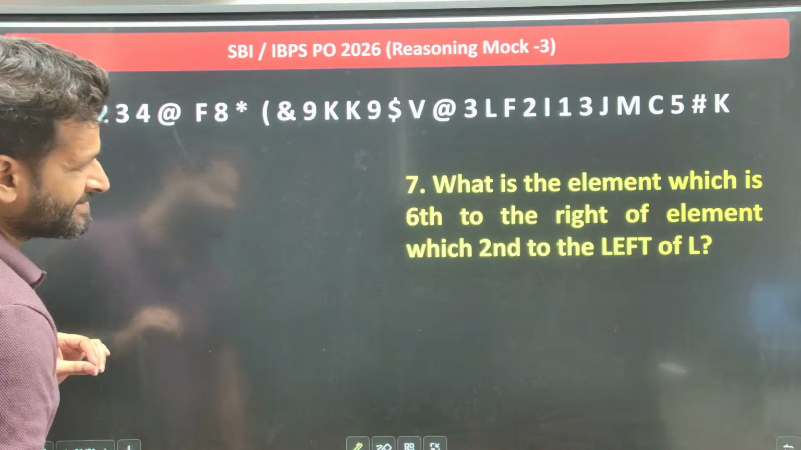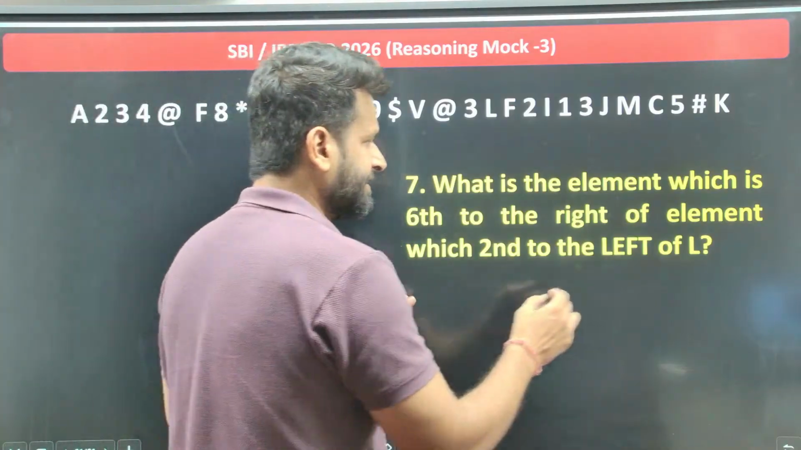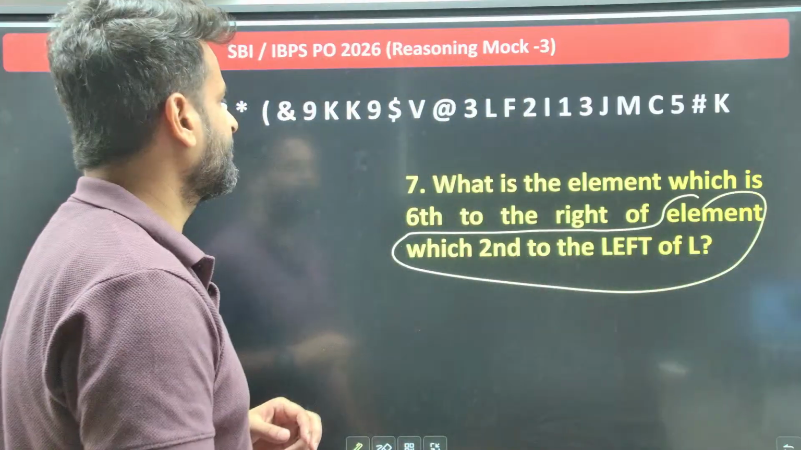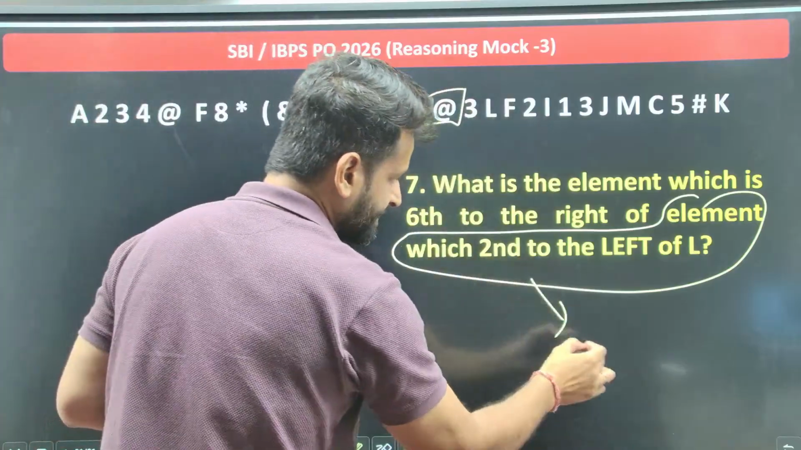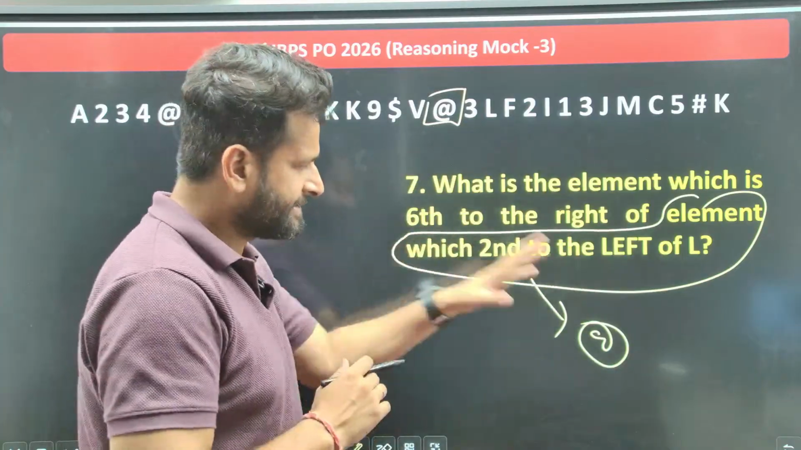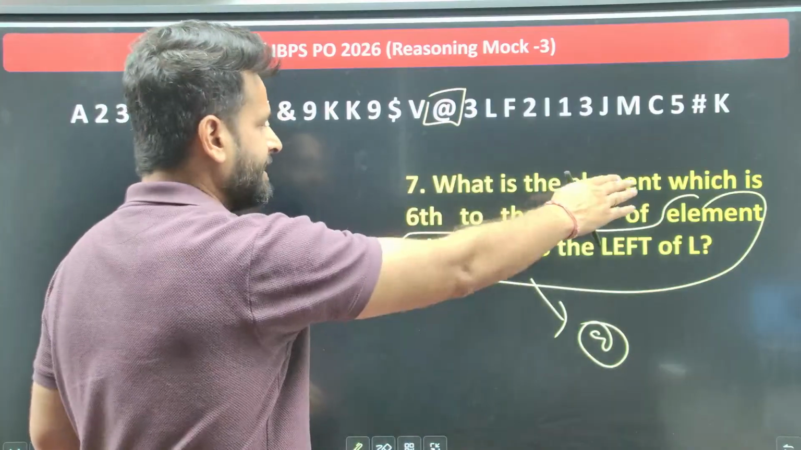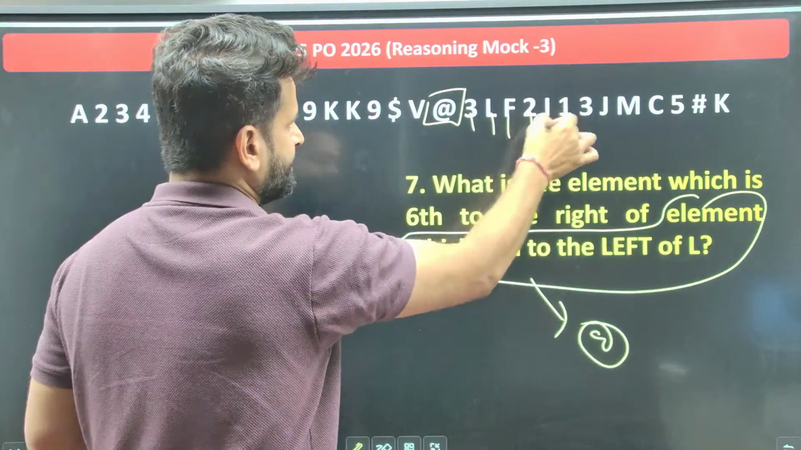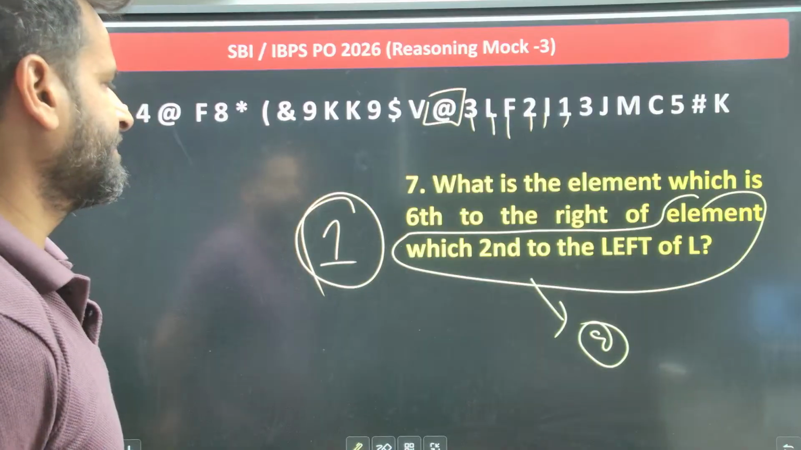What is the element which is 6 to the right of the element which is second left of L? Again, first I will find this. First you need to find the element second left of L. Element second left of L is at the rate. So the meaning of this is that it is discussing at the rate. Now with respect to at the rate, what is the element which is sixth right of at the rate? 1, 2, 3, 4, 5, 6. Digit 1. I hope this is clear.